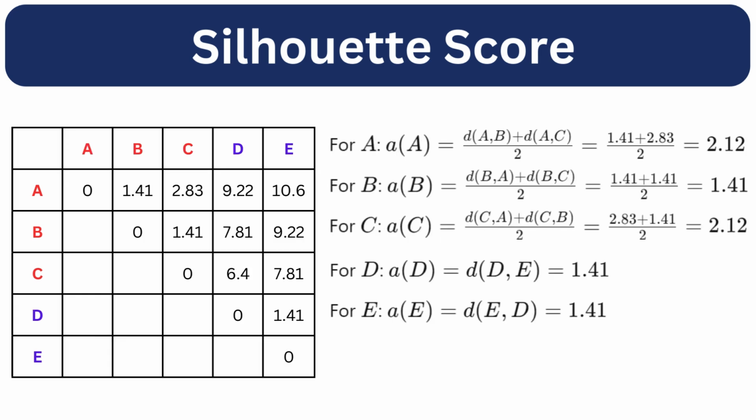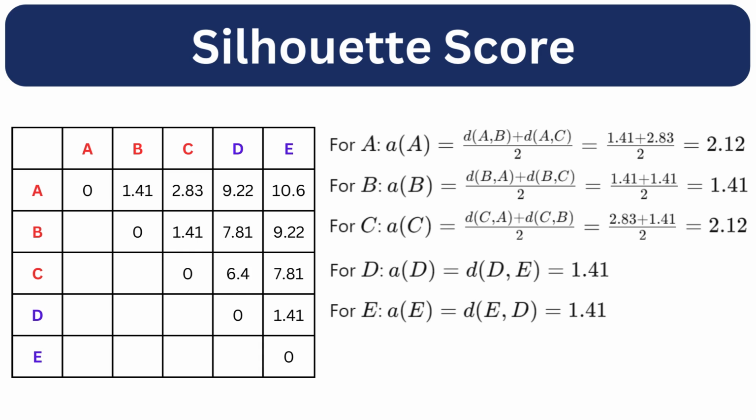The formula of cohesion is the average distance between a point and all other points in the same cluster. Point A is located in cluster 1, which contains 3 points: A, B and C. So we will calculate the distance of A with B, A with C, and then calculate the average distance. The average distance is 2.12. Similarly, we will calculate the value of A for point B. We will take the average of distances of B with A and B with C. Similarly, we will repeat it for point C.